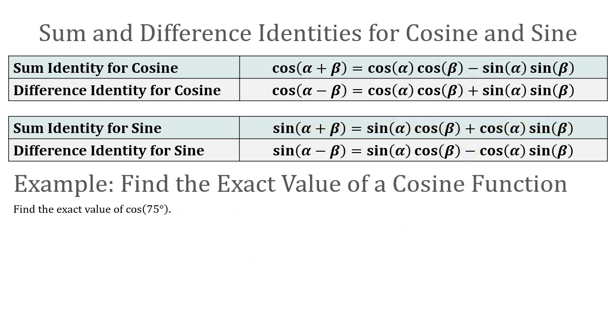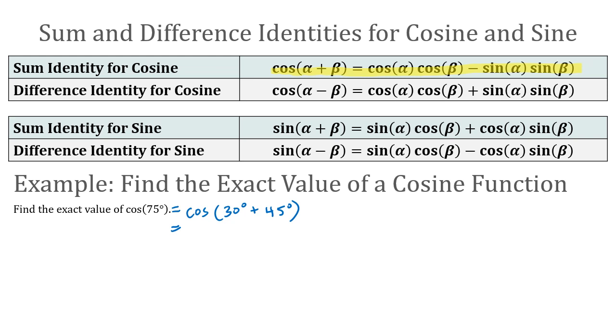Now let's look at another example, this time with the cosine. We are being asked to find the exact value of the cosine of 75 degrees. I'm going to pick the same angle measures that I picked before, the 30 and 45 degrees, but now I'm going to pick the cosine sum identity. So that's up here at the top. Okay, so I'm going to be carefully making sure that I plug in those numbers.